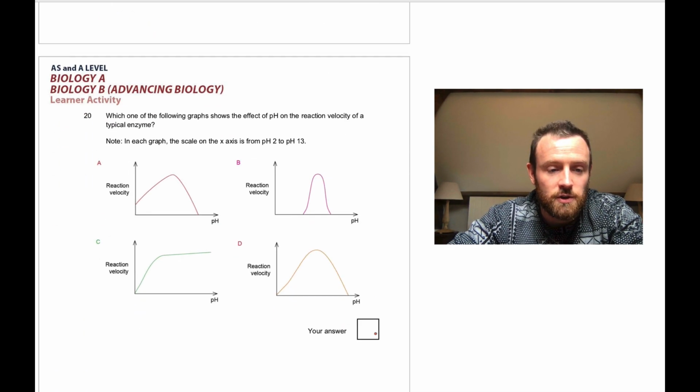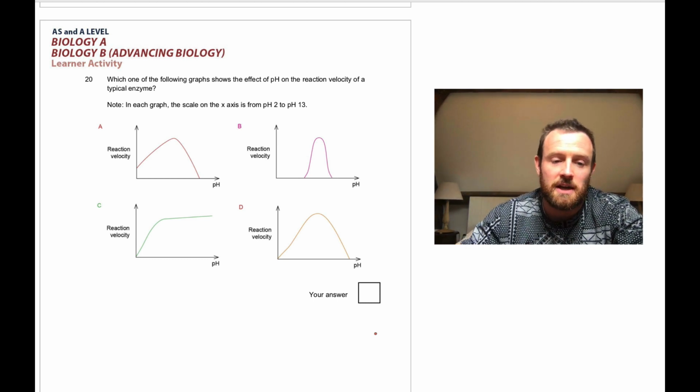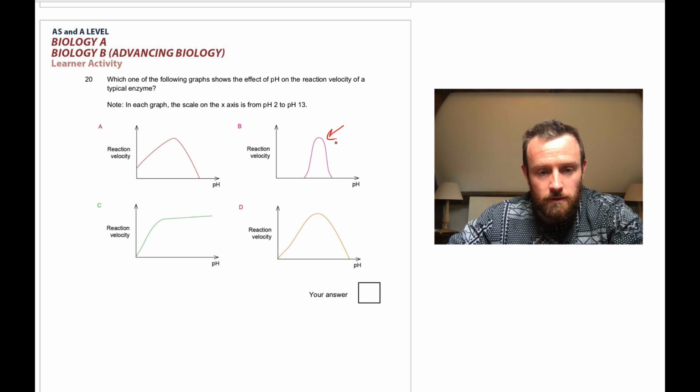Final question, on to 20. Which one of the following graphs shows the effect of pH on the reaction velocity of a typical enzyme? Note in each graph the scale of pH is from 2 to 13. So typical enzyme, that's an easy one. It's this one right here, okay? B.